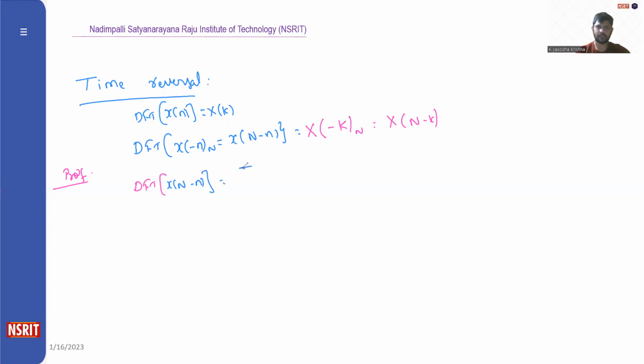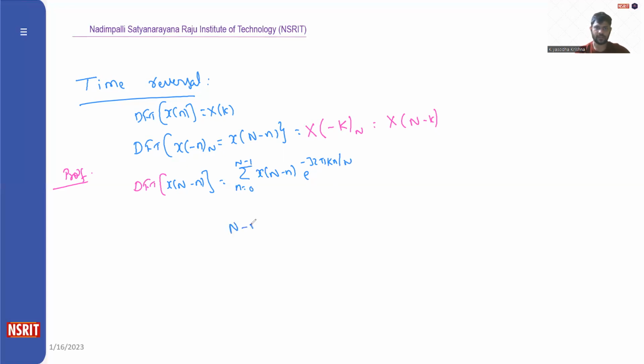That is nothing but the summation n equal to 0 to N minus 1 of x of n minus n e to the power of minus j 2 pi k n by N. Keep in mind that I will take x of n minus n, not x of 2 pi. Here I just take the x of n. So this is the term I can take.